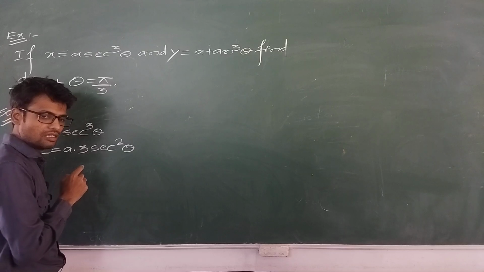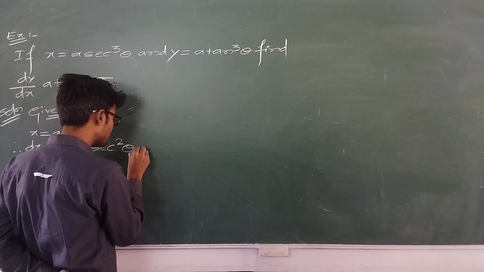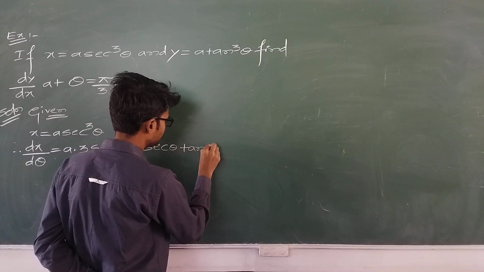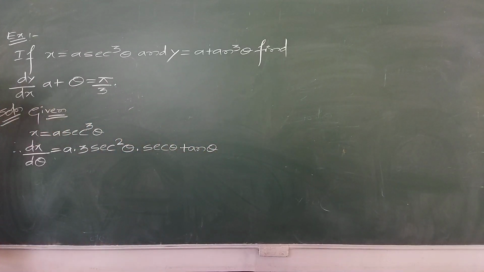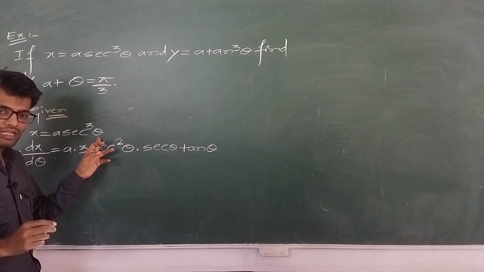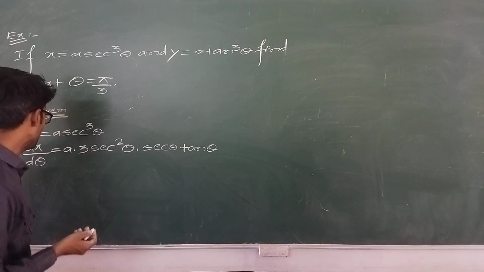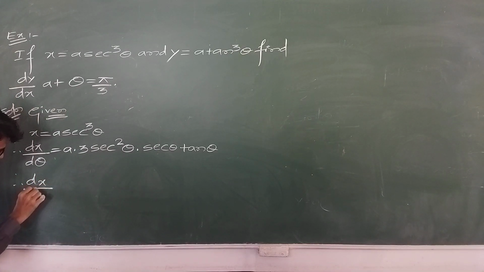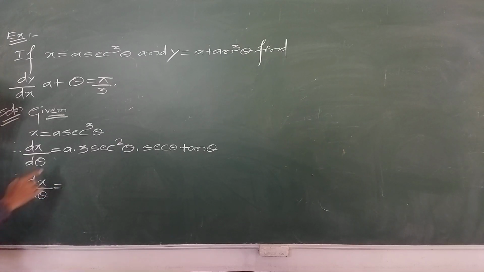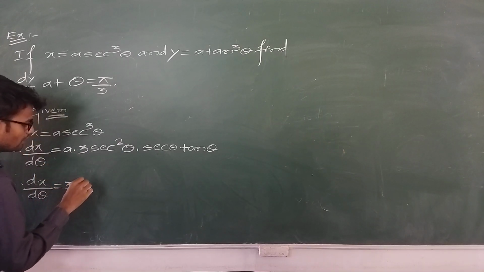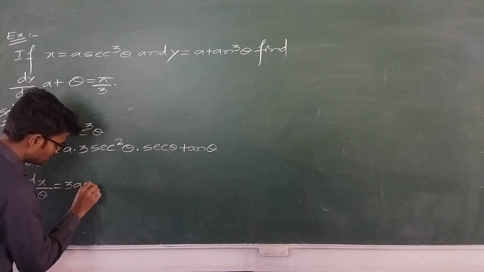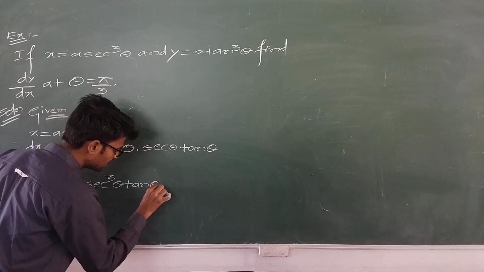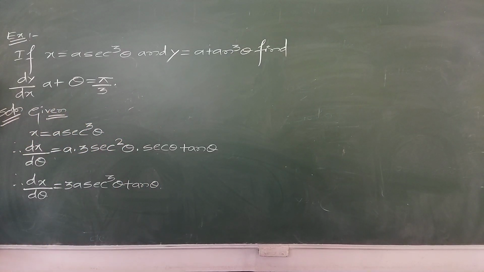And after that you find the derivative of sec theta. The derivative of sec theta is sec theta into tan theta. And finally we have the derivative of theta with respect to theta. Its value is 1. So therefore I will write the value of dx by d theta. dx by d theta is equal to 3a sec square theta into sec theta, which is sec cube theta, and after that you write into tan theta. So this is the value of dx by d theta.